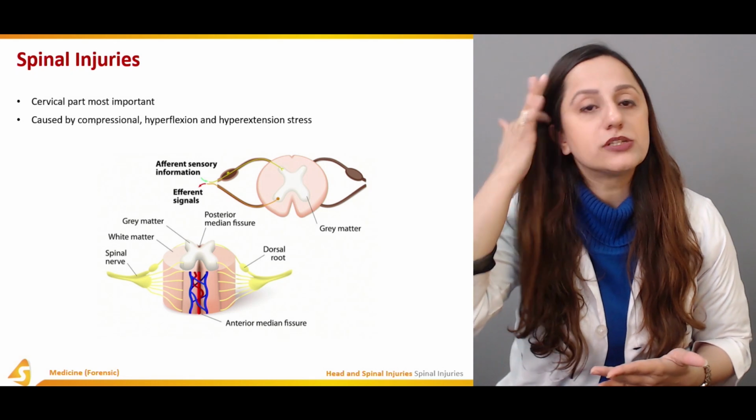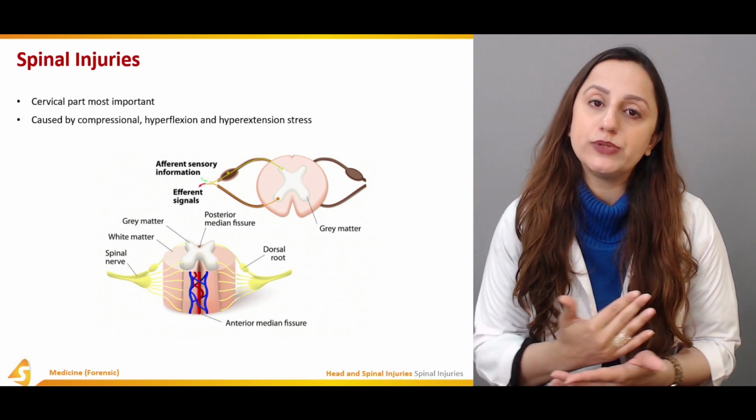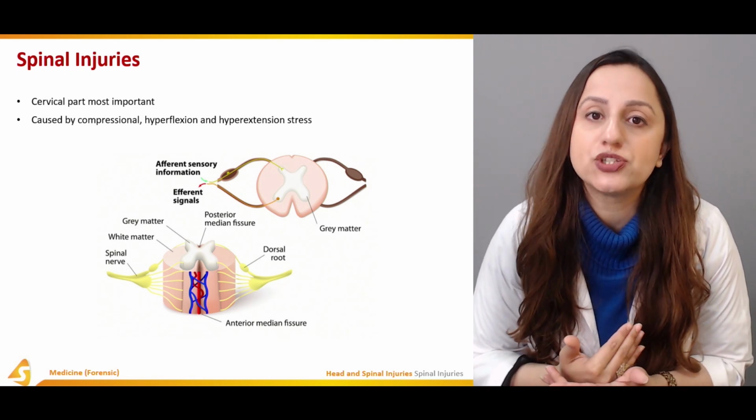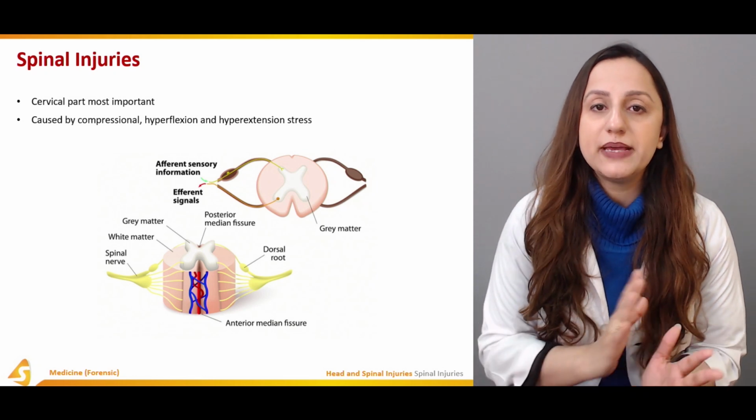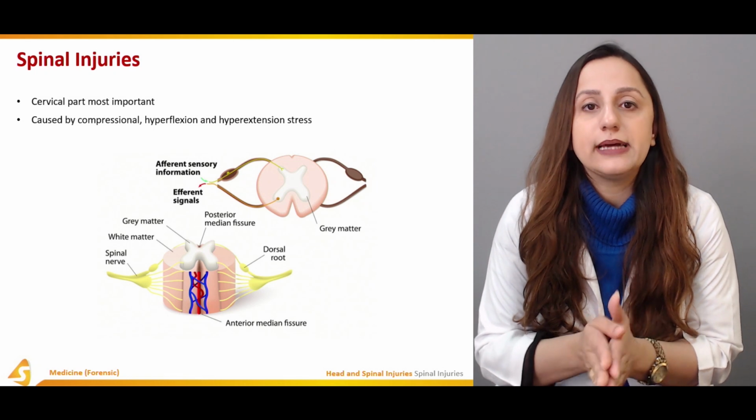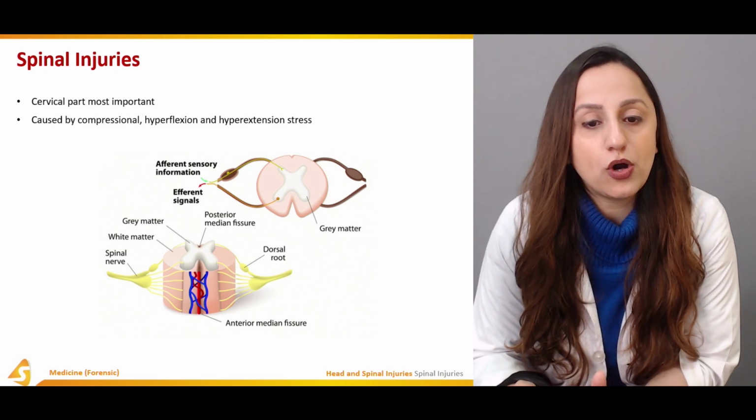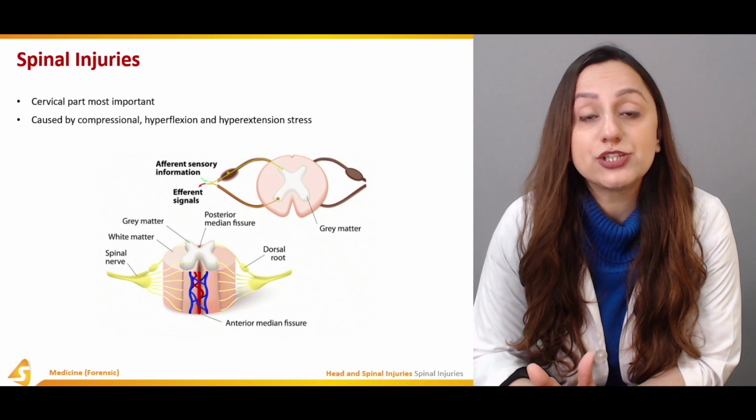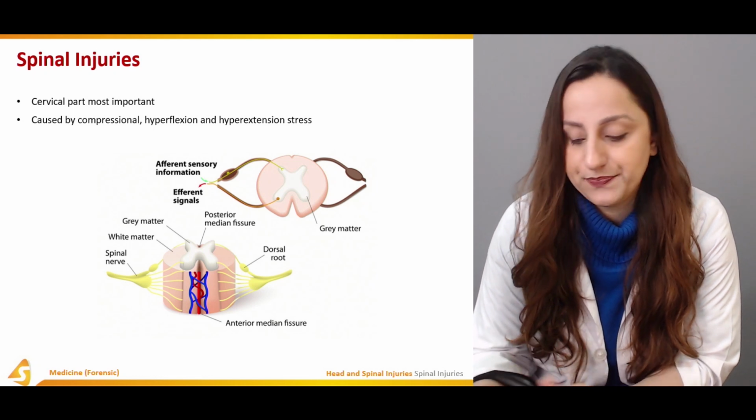Why is it so important? Because it is the part that will go through the hyperextension and hyperflexion that I was talking about. So it is the most important and the most vulnerable portion that can go through this trauma. It is caused by the compressional, hyperflexion and hyperextension stress that we'll go through.